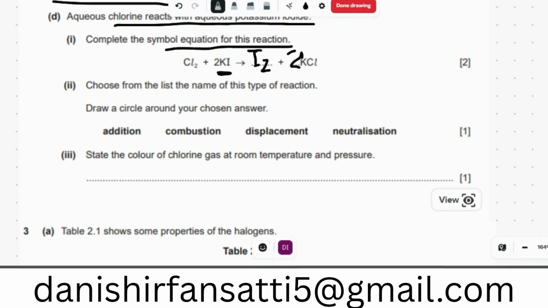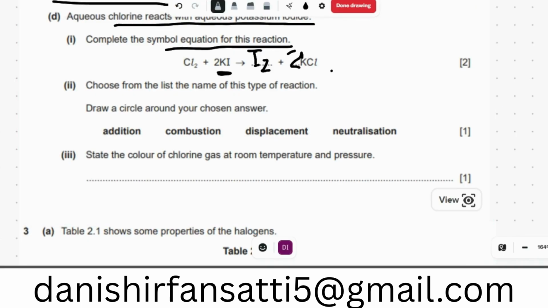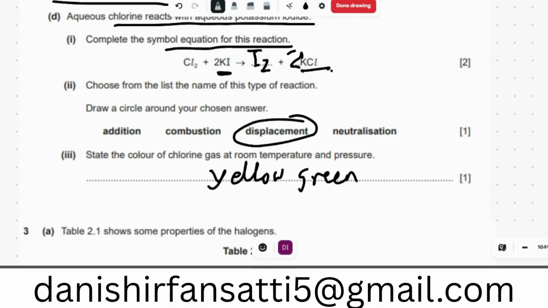Choose from the list the name of the following type of reaction. Draw a circle around your chosen answer. State the color of chlorine gas at room temperature. Which type of reaction is that? That is a displacement. Iodine is displaced by chlorine, so this is a displacement reaction. Chlorine is pale yellow green, yellow green. Now question number 3.